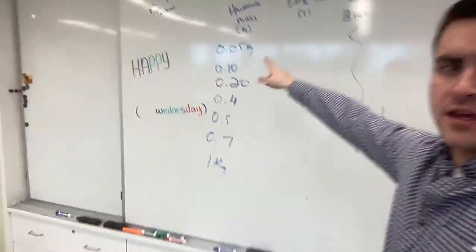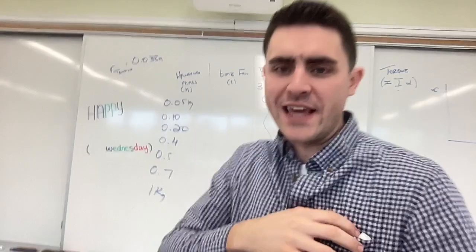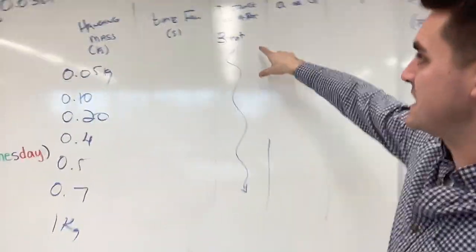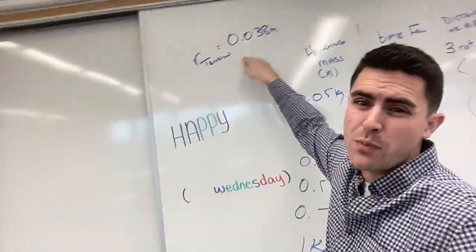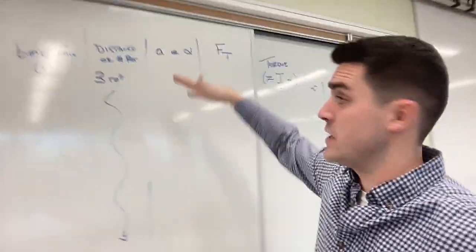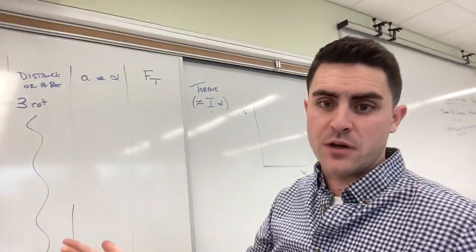Bang. All right. At this point, we have a data table kind of already set up for us. We have our hanging masses, all of these. You should have times for all of them. If you don't, go back and get them. You also have the distance. We know it rotated 3 times. Here's our radius. 2 pi r tells me both the angular displacement and the linear displacement of this thing.